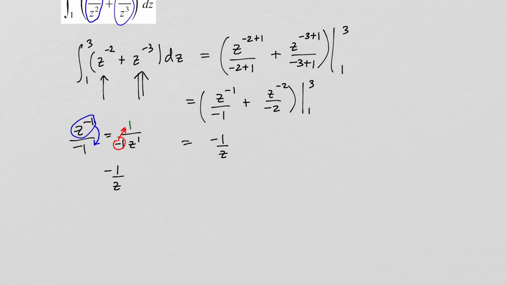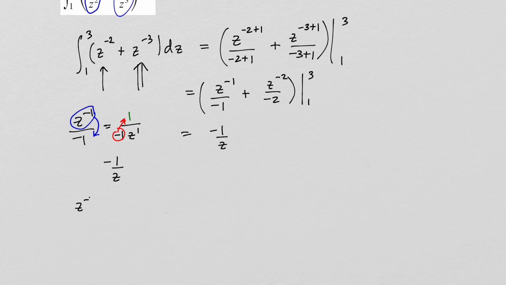And then likewise, z to the negative 2 divided by negative 2, I can move this to the bottom. So that's going to give us 1 over negative 2z to the positive 2. And then I'm just going to put that negative in front of the fraction. So that's going to become negative 1 over 2z squared.